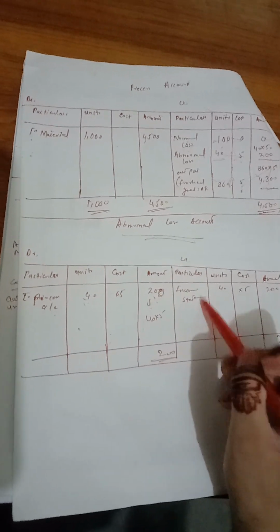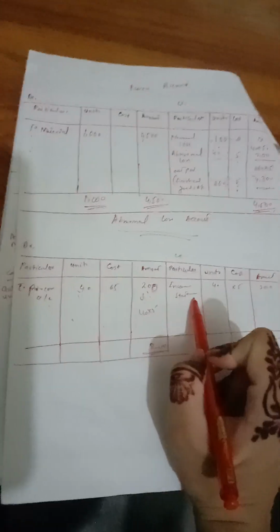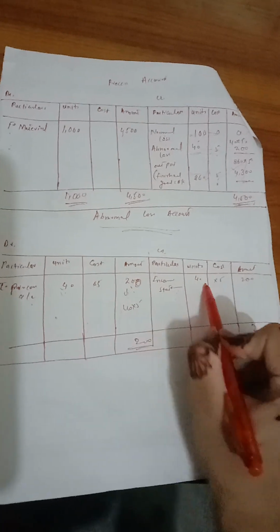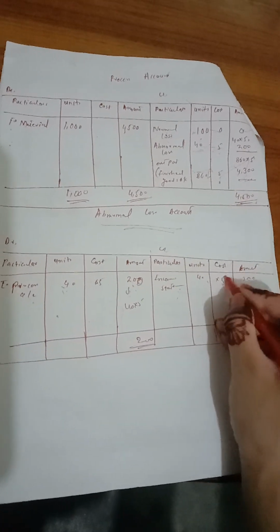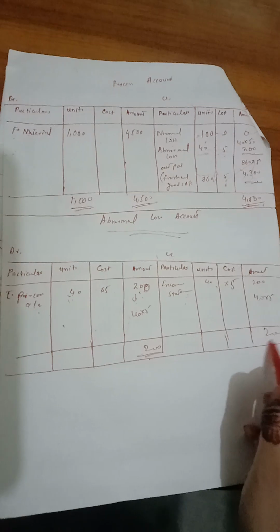And on the credit side, we will make the corresponding entry, the income statement. Units 40. Okay, abnormal loss having 40 units, and this cost is 5. 40 multiplied by 5 is equal to 200. Both sides are equal, debit and credit. So this is your abnormal loss. So this was the question.